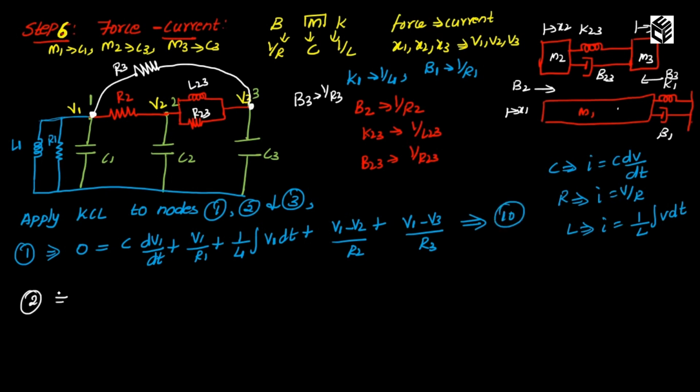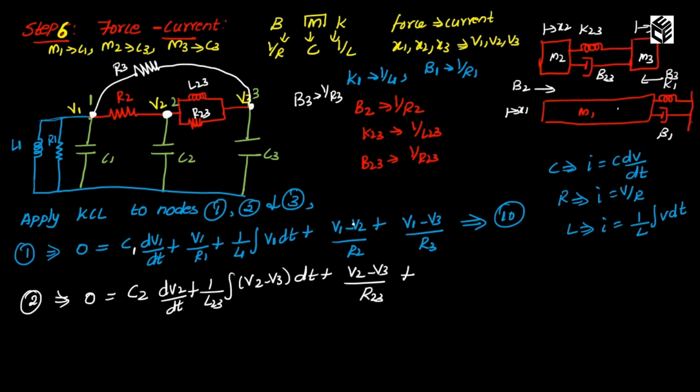To apply KCL for the second node. So this is my second node. So to the second node, the elements connected are 0 is equal to C2 into dV2 by dt plus my L23 and R23 are common to 2 and 3. So that is 1 by L23 into integral of V2 minus V3 into dt plus V2 minus V3 divided by R23 plus R2 is connected between 1 and 2. So that is V2 minus V1 divided by R2. I am taking this as equation number 11.